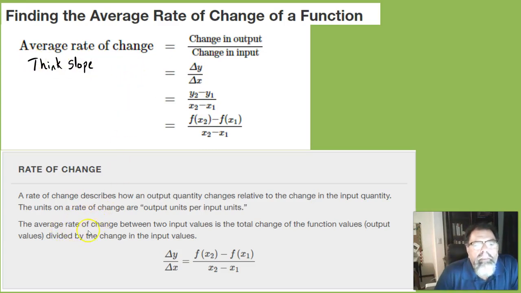The average rate of change between two input values is the total change of the function values, the output values, divided by the change in the input values. So here we're defining it using delta y over delta x, or again you can read this as change of y over change of x. You subtract the y values over subtract the x values, and then you divide those two numbers. Or if you want to leave it as a fraction, that's typically what we do, but then reduce it.